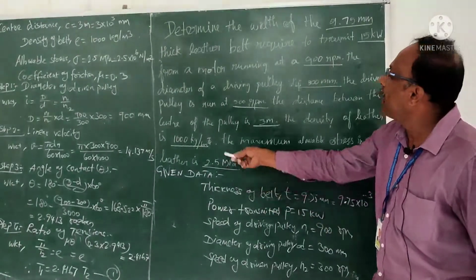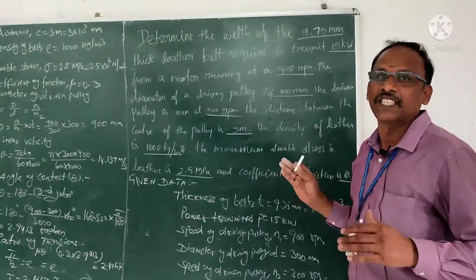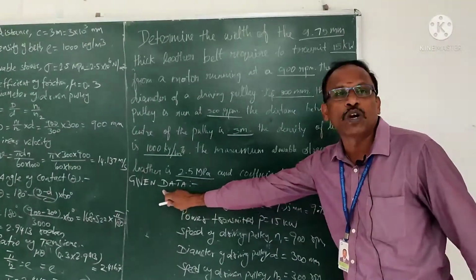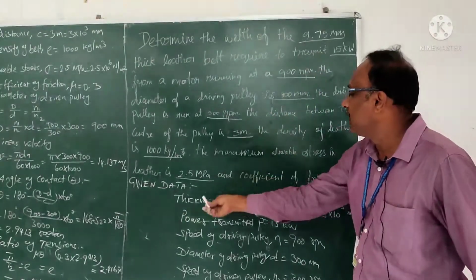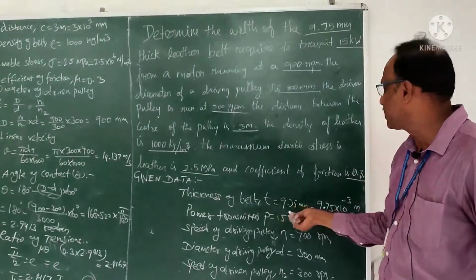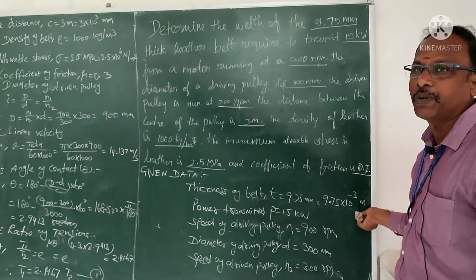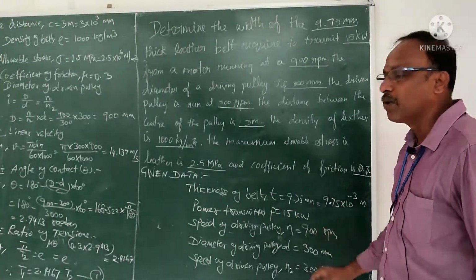Now, after reading this problem, we are going to analyze what parameters are given. We write the numerical data one by one. First, thickness of the belt t is 9.75 mm, that is 9.75 into 10 power minus 3 meter. Power transmitted P is 15 kilowatt.